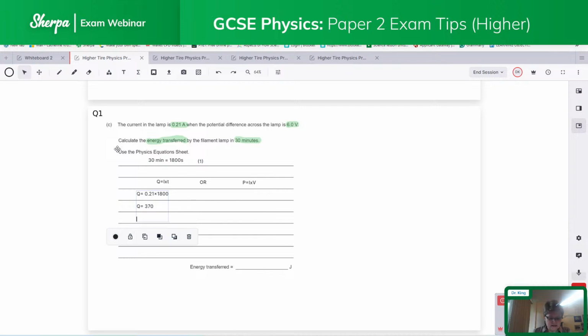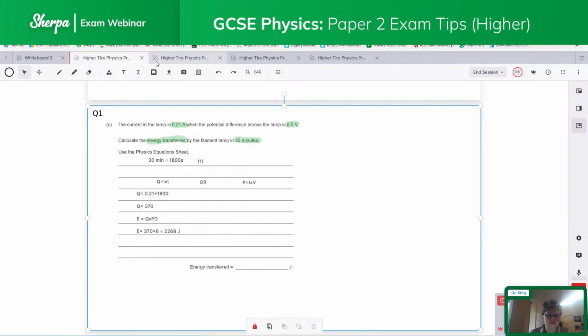And from that, I can calculate that my energy transfer is equal to how many electrons flowed times potential difference, which is E equals 378 times my potential difference as marked above, so that takes distraction from me. It's 6 volts, and that is equal to 2268 joules. Okay, so that's the answer here.